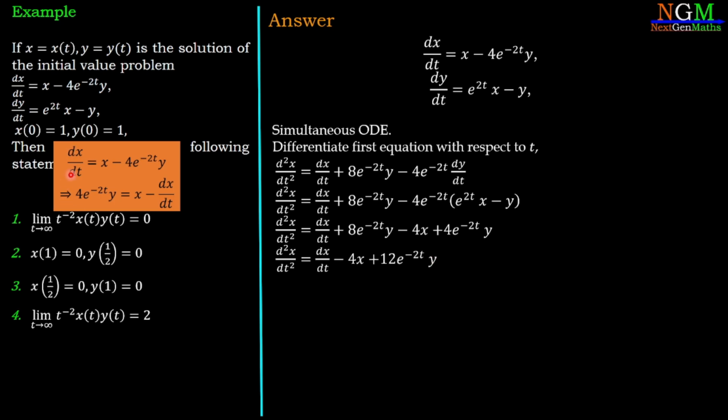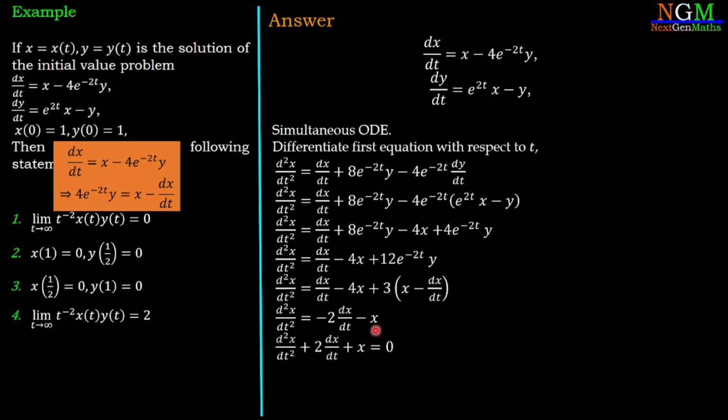Now from equation 1, we have 4 e^(-2t) y equal to x minus dx/dt. Substitute that value here. So we have 3 times x minus dx/dt. Now simplify the right hand side. dx/dt minus 3 dx/dt will give minus 2 dx/dt. Minus 4x plus 3x will give minus x. Therefore, we have d²x/dt² plus 2 dx/dt plus x equal to 0, which is a differential equation in x only. So this is a single variable differential equation.